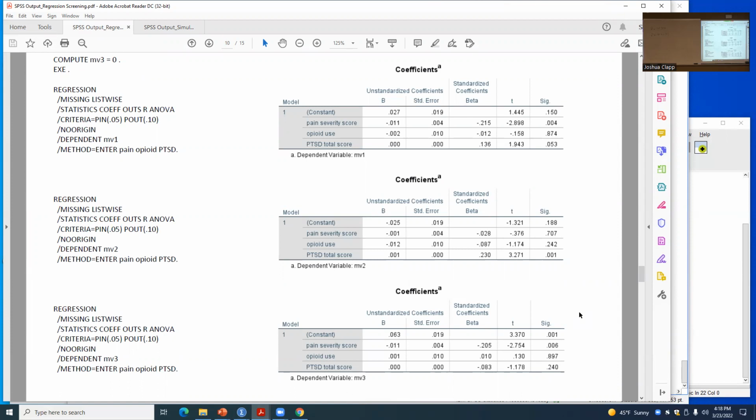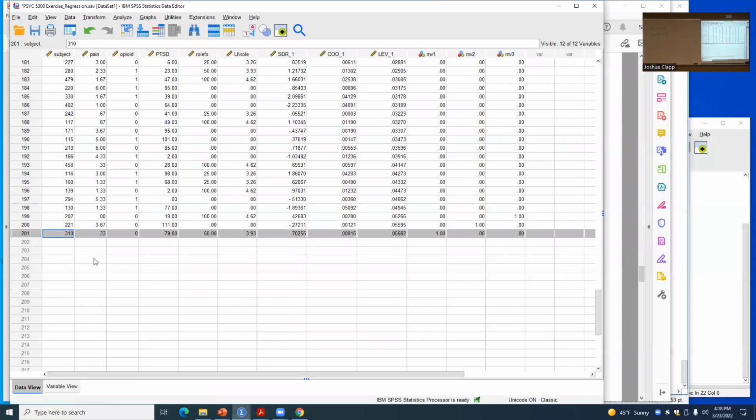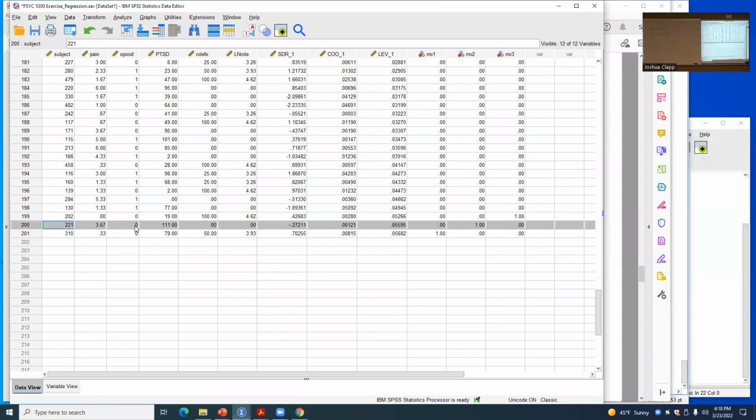So we got someone with a high score on PTSD that seems to be driving stuff, right? And if I go through and take a look at this person, if this person has a PTSD score of 111, where's that relative to the rest of the sample? It's almost 3 standard deviations above. It's incredibly high, right?